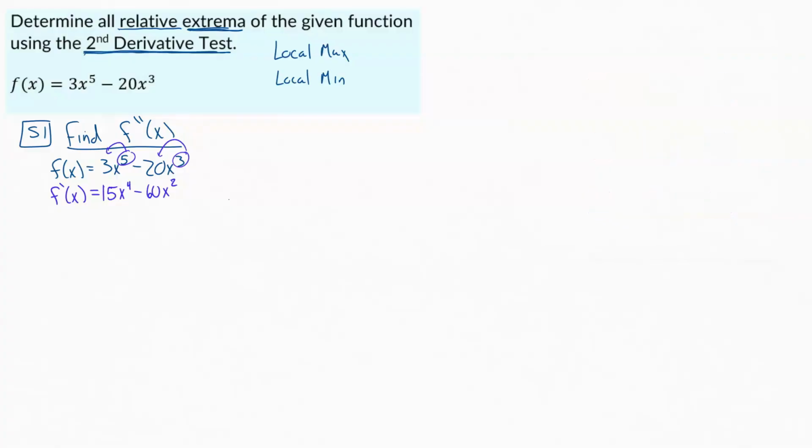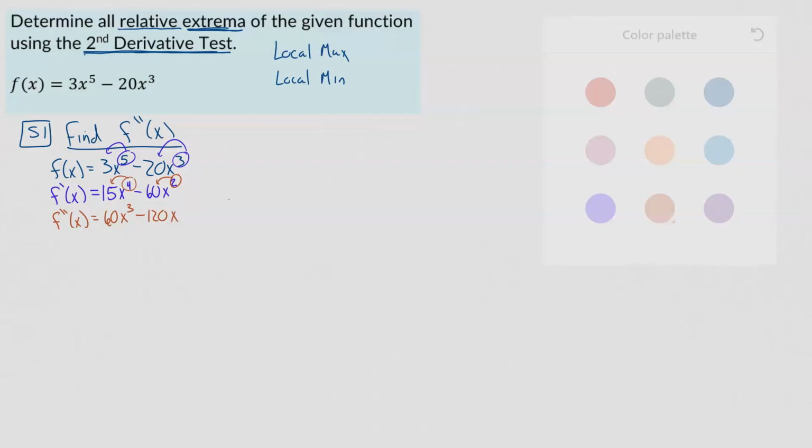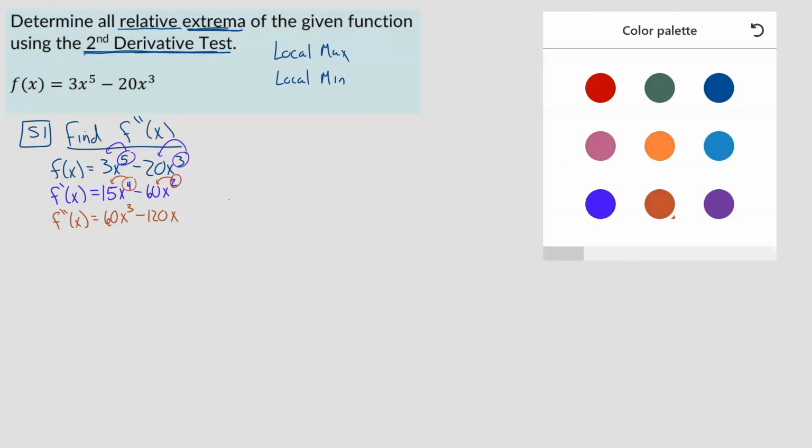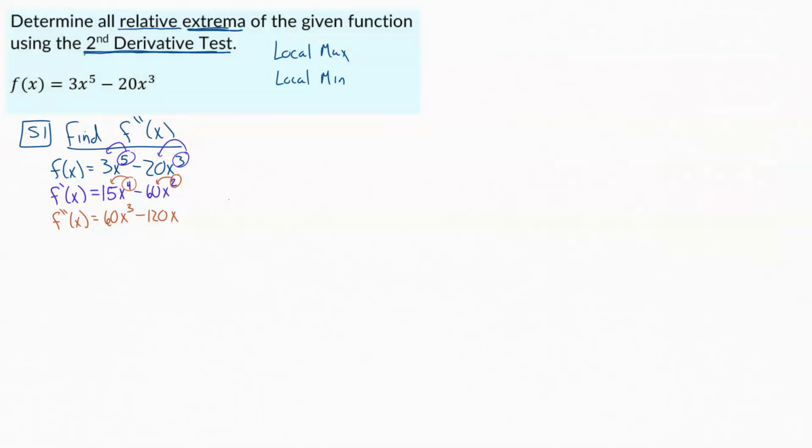And now we do it again to find our second derivative, so f double prime of x. Again, stuff just being added and subtracted, so another power rule. Bring the 4 down. 4 times 15 gets us 60x. Subtract 1 from the power gets us x to the third. Bring that 2 down. 2 times negative 60 gives us negative 120. And then x, subtracting 1 from the power gets us x to the first. So step 1 of the process is complete. We have grabbed our second derivative.